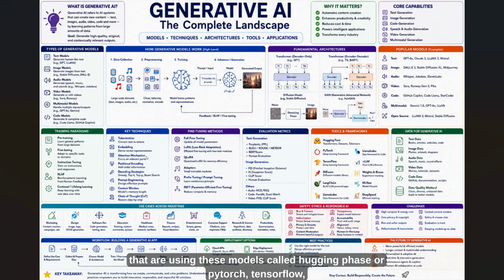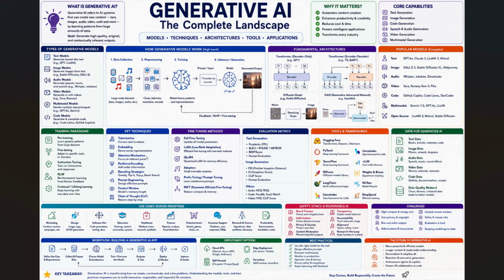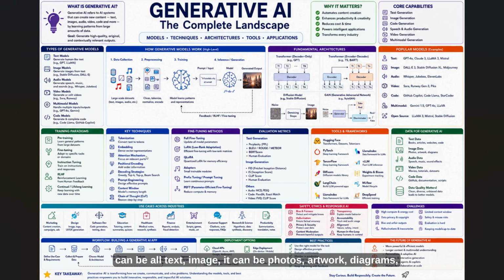Then we have tools that use these models, like Hugging Face, PyTorch, TensorFlow, Diffusers, LangChain, and LlamaIndex. These are both tools and frameworks. Then vLLM, Weights & Biases, MLflow, and DeepSpeed. As I said, data for generative AI can be text, images, photos, artwork, diagrams, audio, speech, music, sound effects, or any video data, movies, tutorials, data sets, code data, anything it can be.